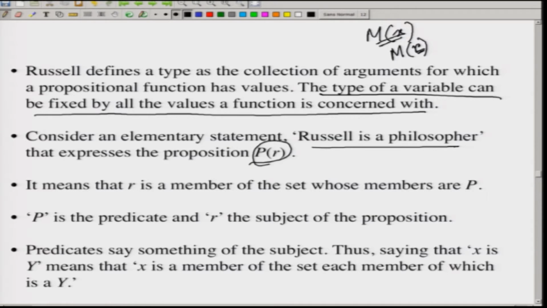How do we distinguish? A proposition is the logical form of a statement. So, it means that R is a member of the set whose members are P. Now, P is the predicate and R the subject of the proposition. So, this is a subject predicate sentence or statement or proposition.